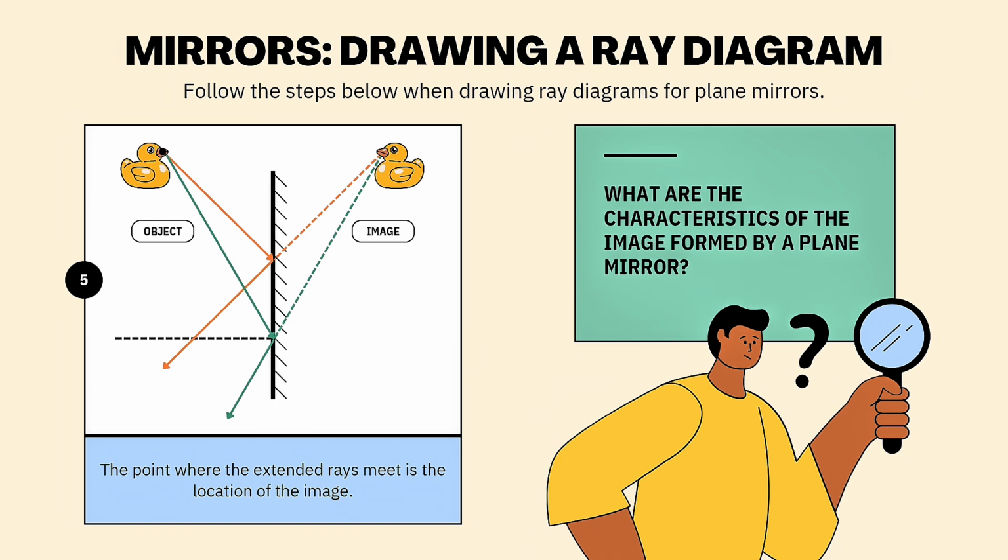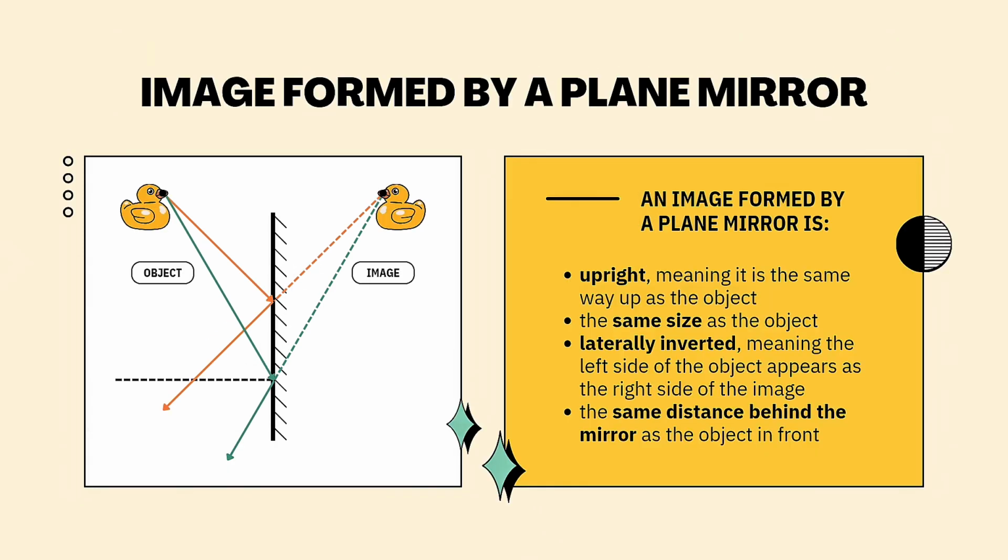Now let us understand the characteristics of the image formed by a plane mirror. The image formed by a plane mirror is upright. This means the image is not upside down. It is in the same orientation as the object. The image is also the same size as the object. If the object is tall, the image will also appear equally tall.